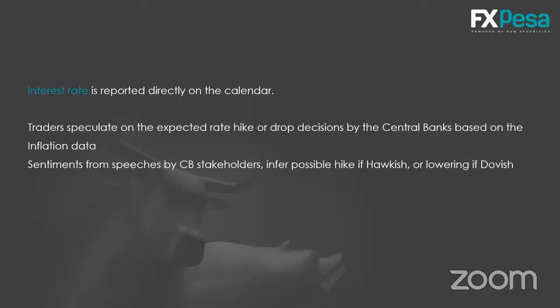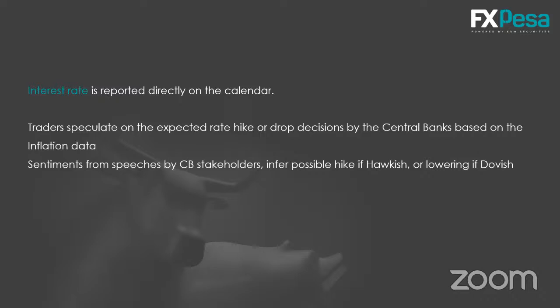For example, if inflation has been rising, then investors and traders can start inferring that there's a likelihood of the central bank raising the rates now, or in the next meeting, or in the next month. Another way that interest rate decisions can be expected is from the sentiments of the stakeholders. For example, if the chair of the Federal Reserve speaks in a way that is hawkish.